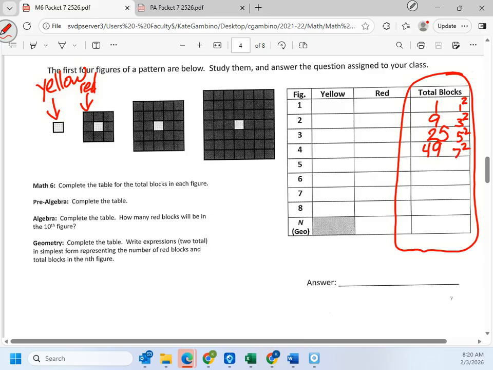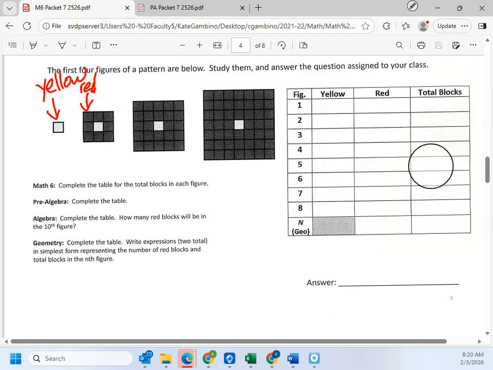Can we see a pattern? 1 squared, 3 squared, 5 squared, 7 squared. Continue the pattern to complete the total blocks. Serious, a lot of these pattern pages, we can use those perfect squares. All right, next page.